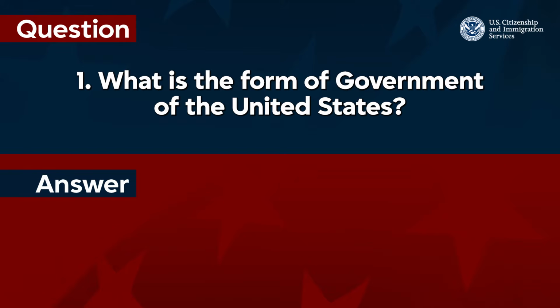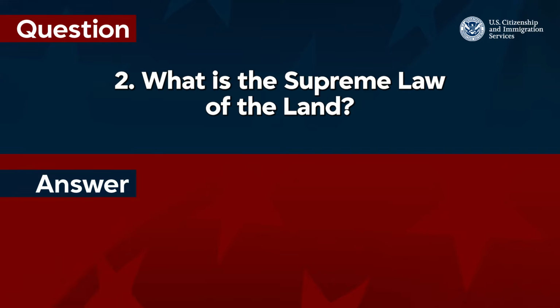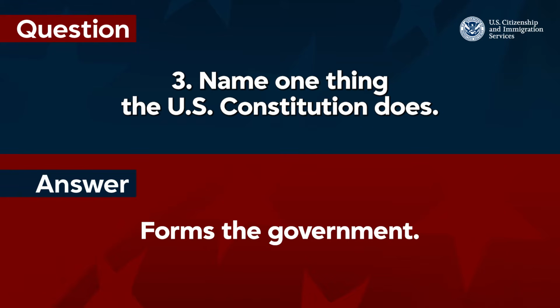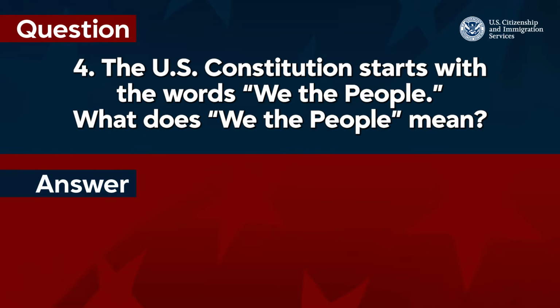What is the form of government of the United States? Republic. What is the supreme law of the land? U.S. Constitution. Name one thing the U.S. Constitution does. Forms the government. The U.S. Constitution starts with the words, "We the people." What does "we the people" mean? Self-government.